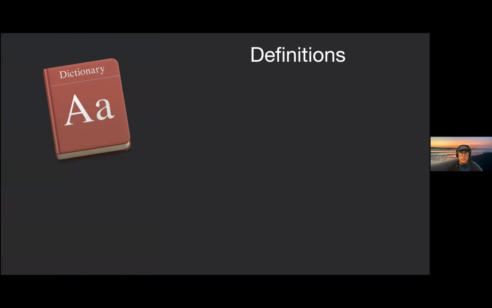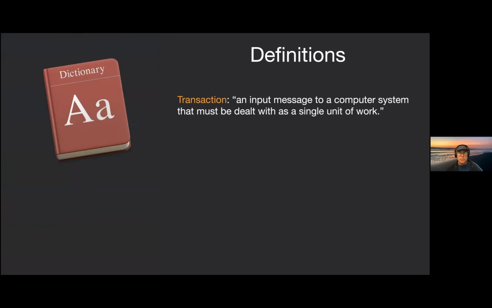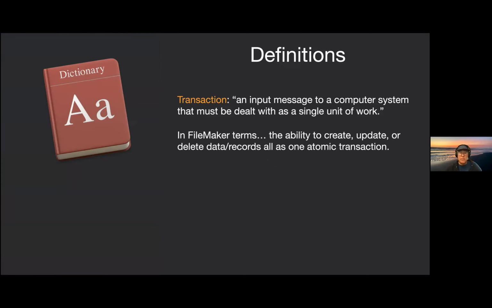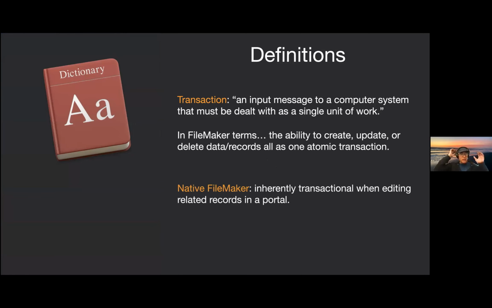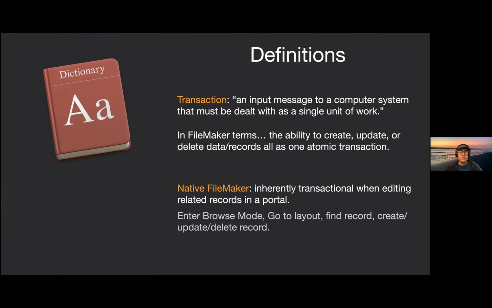Okay, so definitions. Transaction: an input message to a computer system that must be dealt with as a single unit of work. In FileMaker terms, the ability to create, update, or delete data records all as one atomic transaction. Native FileMaker is inherently transactional. When you edit a related record in a portal, you're locking the parent and the related record at the same time. When you commit that record, you're committing both records. So FileMaker inherently is already transactional.